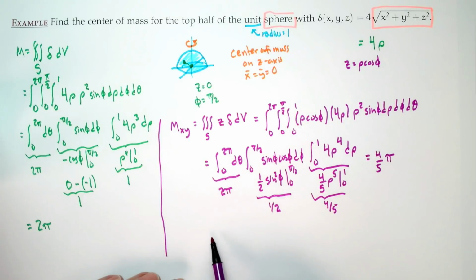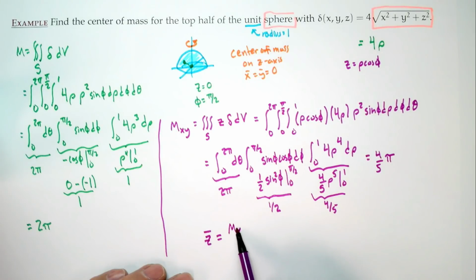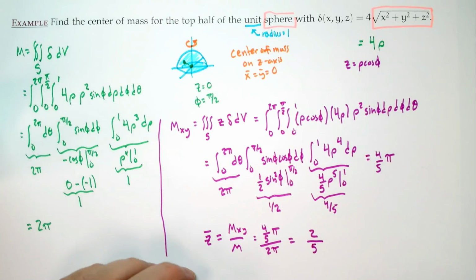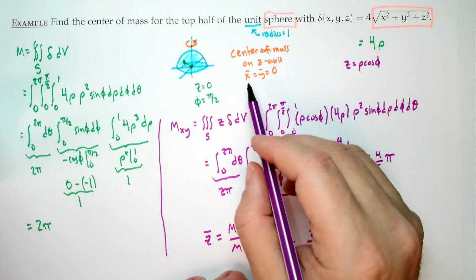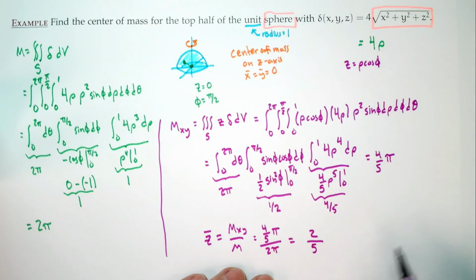Now, where is our z bar? Well, you take your moment divided by your mass. So that's 4/5 pi divided by 2 pi, which gives us a grand total of, the pi's cancel, 4/5 over 2, which gives 2/5. And so our center of mass, we combine the x bar and the y bar together with the z bar, is at 0, 0, and 2/5.